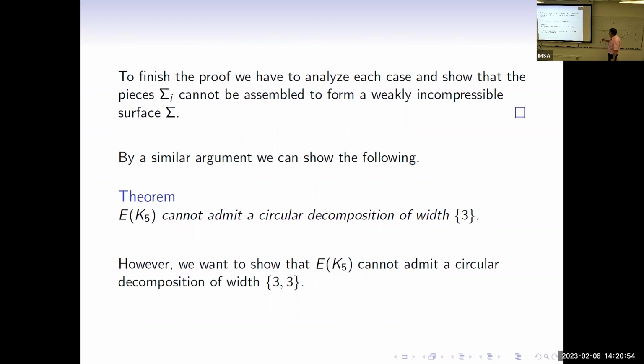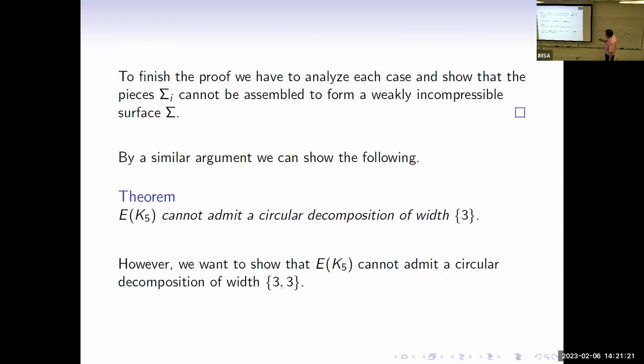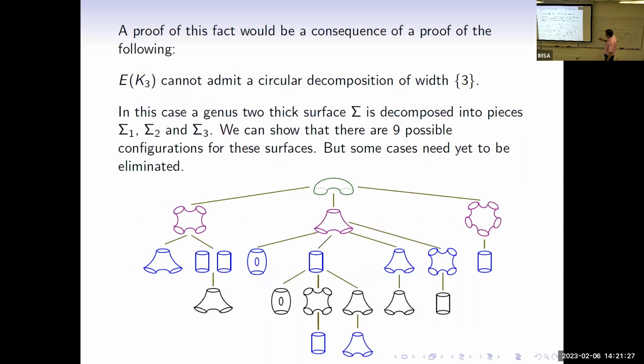Now, the case with 5 surfaces, by doing a similar argument, can be shown that it cannot have the decomposition by 3. In this case, we want to show that it cannot admit that decomposition 3. And to prove this, we have to look at the case of topology. We want to show that the knot cannot admit such a decomposition.